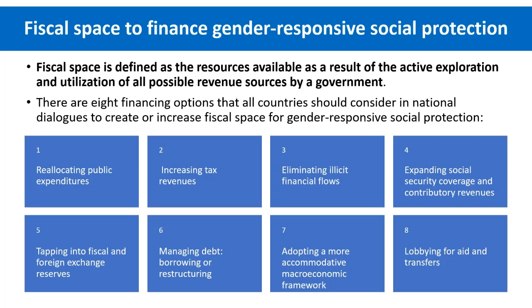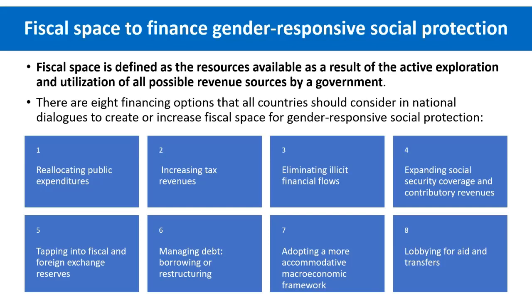The first is reallocating public expenditure. This could be done, for example, by reducing expenditure on defense and allocating to social protection areas such as healthcare services. It could be through gender responsive budgeting, to really put a gender lens on the budget expenditure of the country. The second is to increase tax revenue. Increased tax revenue could be achieved through increasing the tax rate or bringing more people into the formal economy. For example, giving incentives for women working in the informal sector to move into the formal sector will increase the tax base.